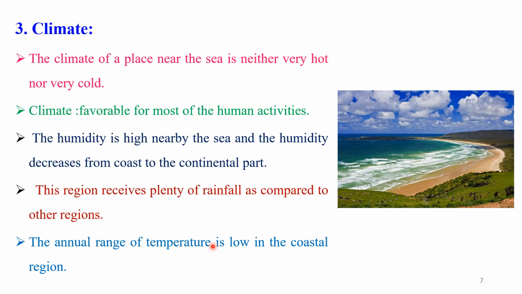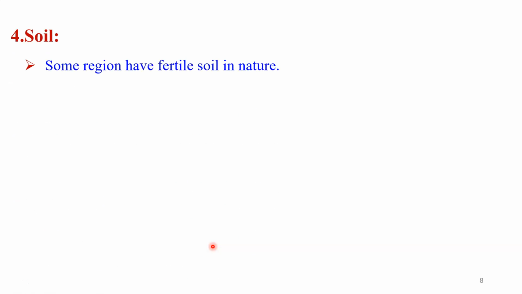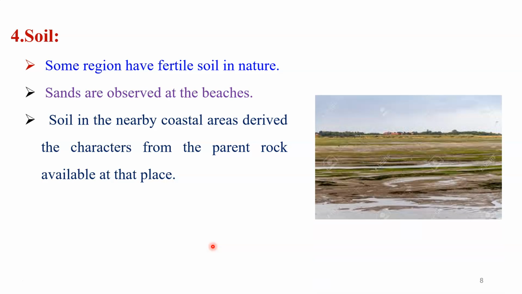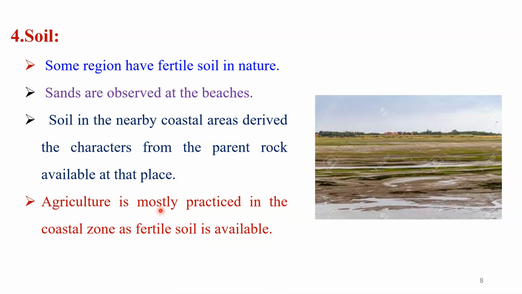So this is about the climatic region. In short, you can say that the climatic condition of the coastal region is favorable for human activity and human settlement. If we're talking about the soil of this region, in some parts we have fertile soil, and in some parts we have sandy soil. Especially I'm talking about the beaches. The area of the beaches has very loose material, mostly covered by sand. Soil nearby the coastal area derives its character from the parent rock available at that particular place.